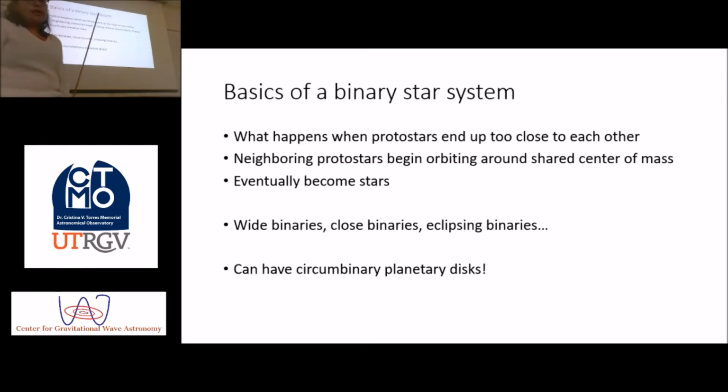discussing next. And so we're going to go over the basics of a binary star system. A binary star system is what happens when protostars end up being too close to each other. And so these two neighboring protostars begin orbiting around a shared center of mass, and they'll eventually become stars.